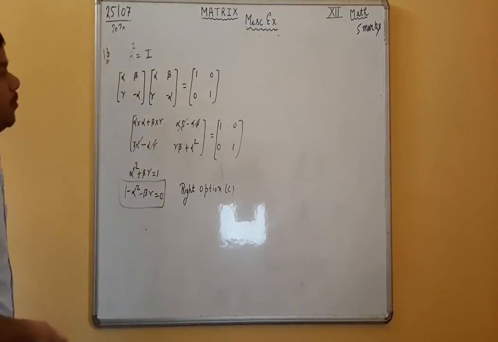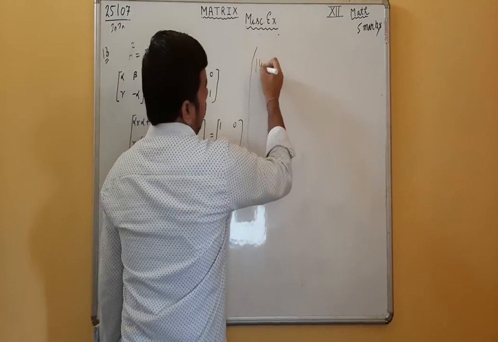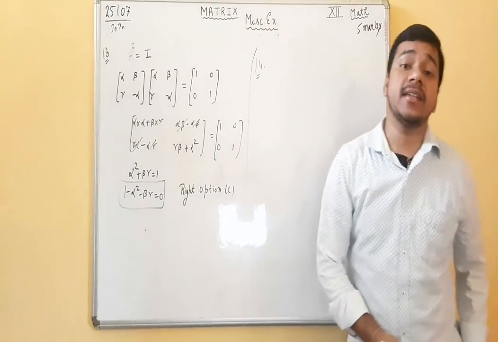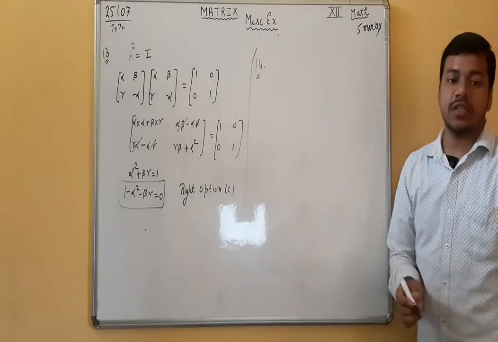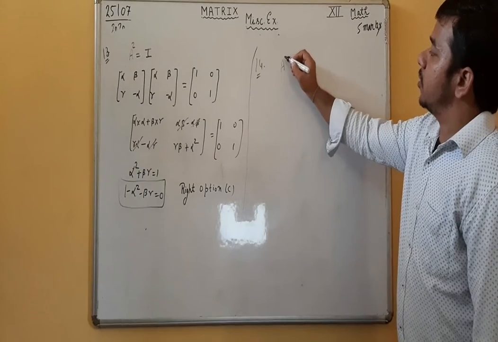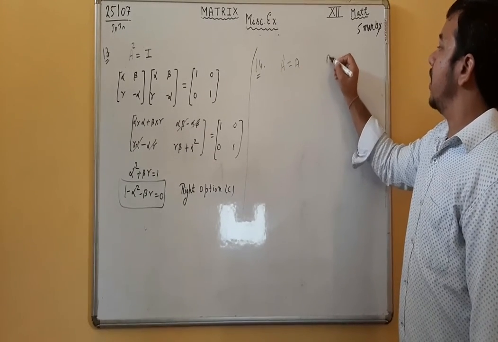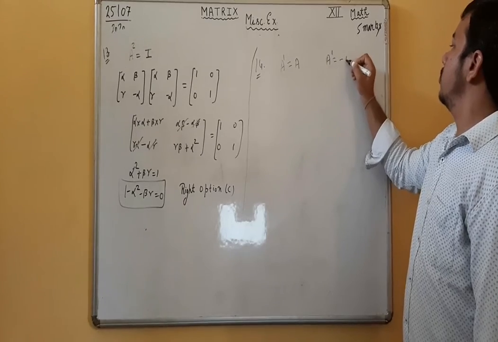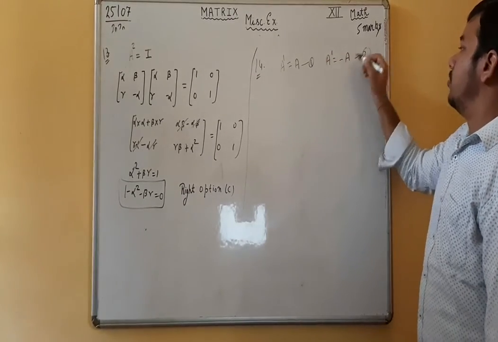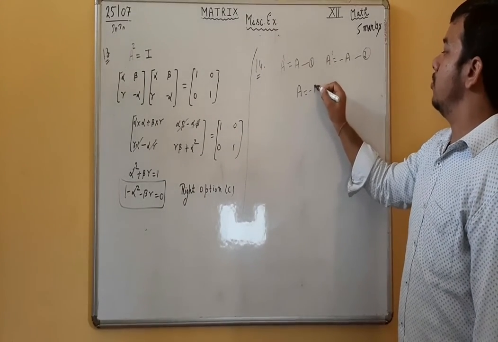Now see the next problem, problem number 14. In problem number 14, you are given that if a matrix A is both symmetric and skew symmetric, then what will be the other property of A? If A is symmetric, then A dash is equal to A, and if A is skew symmetric, then A dash is equal to minus A. See both equations 1 and 2. In equations 1 and 2 LHS is same, so RHS must be same. Means A is equal to minus A.